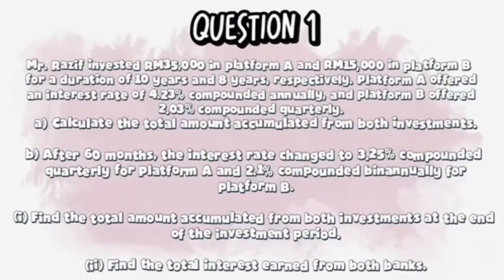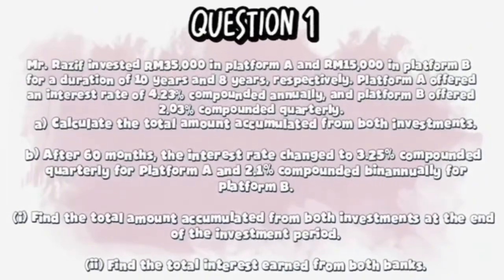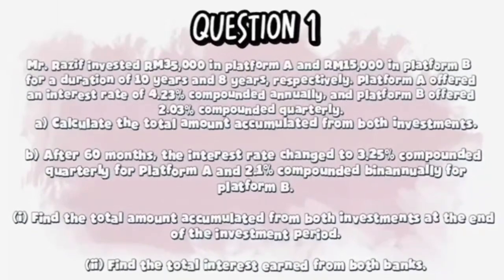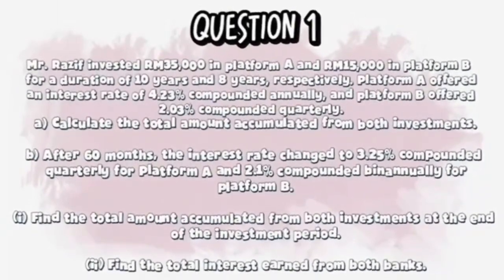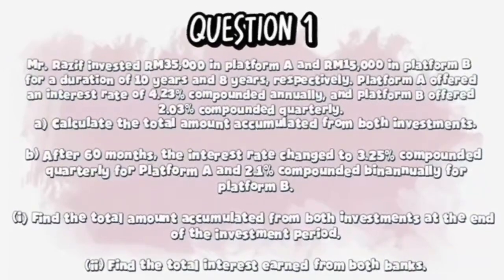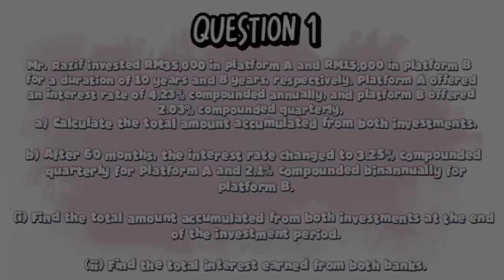B. After 60 months, the interest rate changed to 3.25% compounded quarterly for platform A and 2.1% compounded annually for platform B. B1. Find the total amount accumulated from both investments at the end of the investment period. B2. Find the total interest earned from both banks.